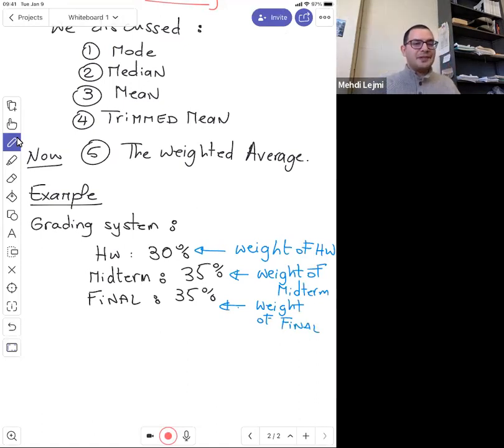So the weight of the midterm and the final is higher than the weight of the homework. In other words, the midterm and the final are more important than the homework. Again, keep in mind the percentages here are called the weights. The 30% is the weight of homework, et cetera. All right, so now we have a student.